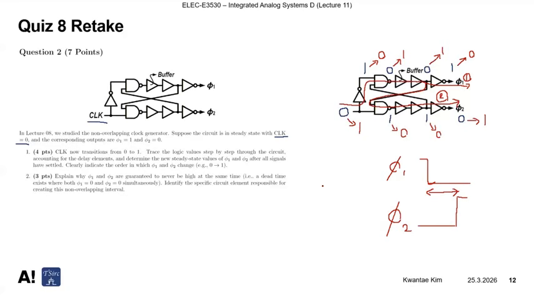And this is the true reason why there can always be a dead time or non-overlapping period. The circuit element responsible for creating this non-overlapping interval is the two buffer stages, the delay.